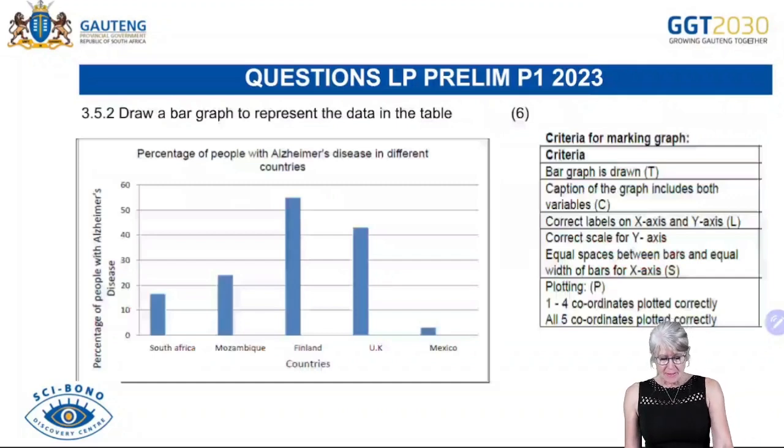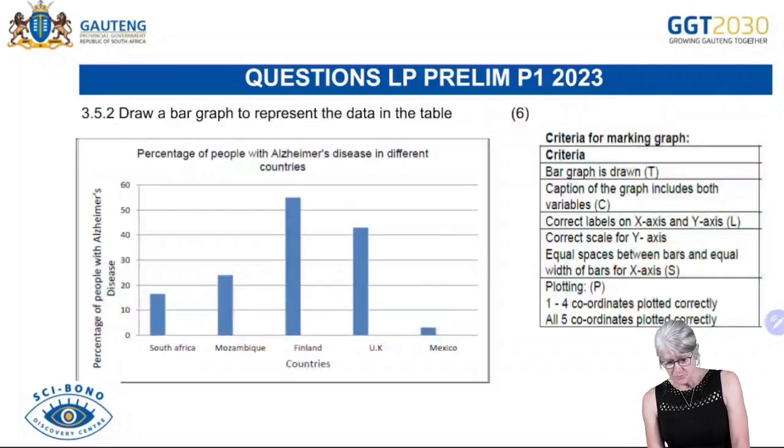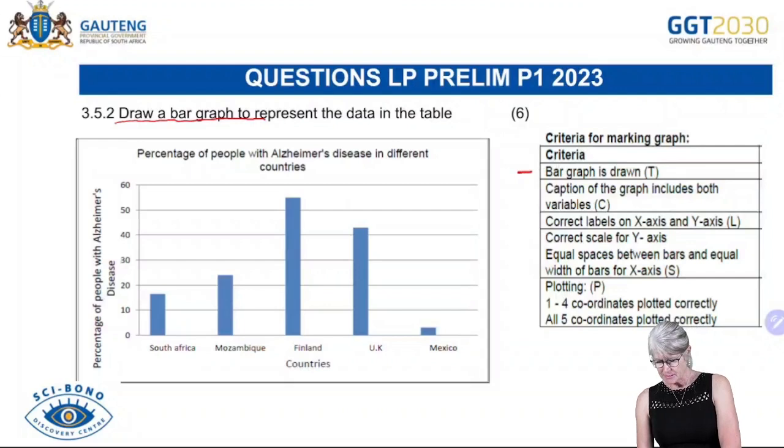What is very important is that straight away, we've already got 1 mark if we follow the instruction, because the question says, draw a bar graph. If you have a look at the criteria and how we mark the bar graph, it says a bar graph is drawn, and I get 1 mark.